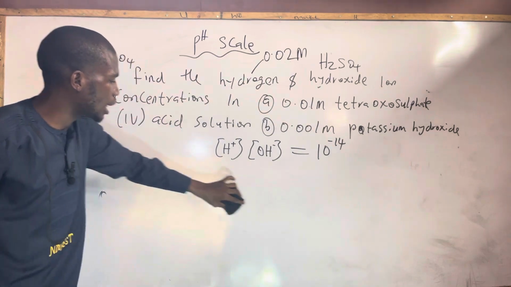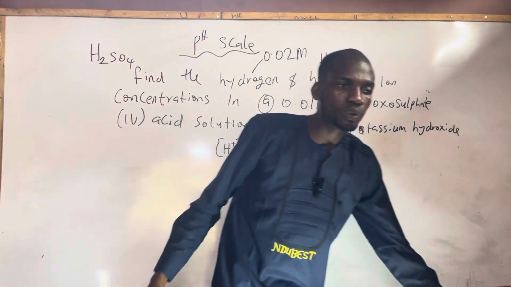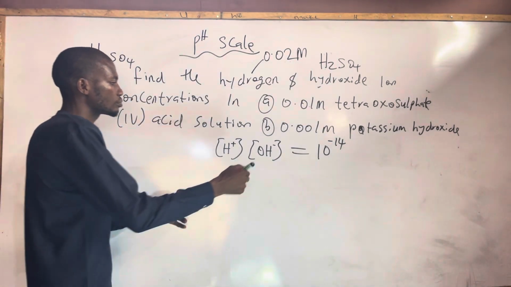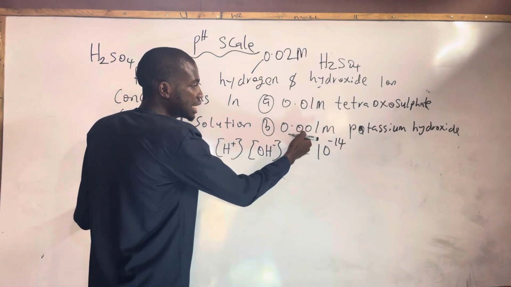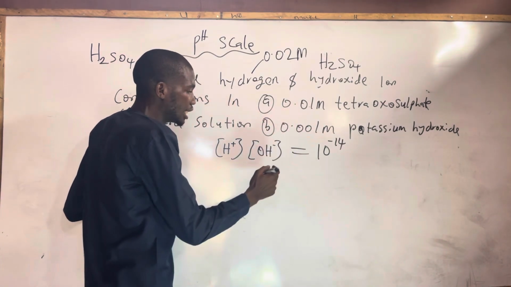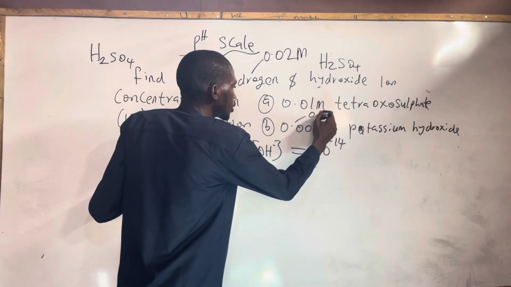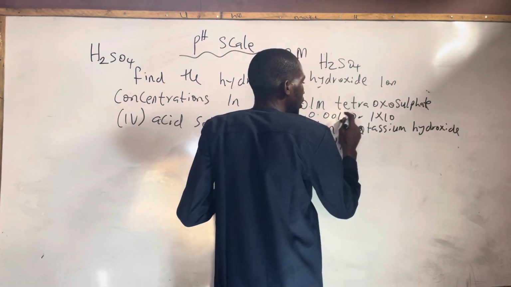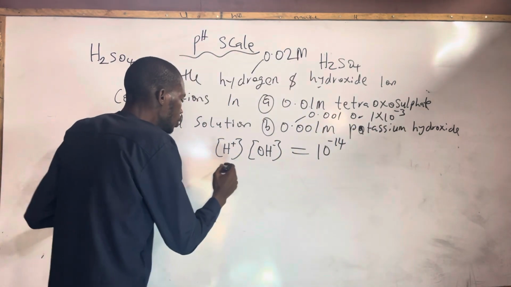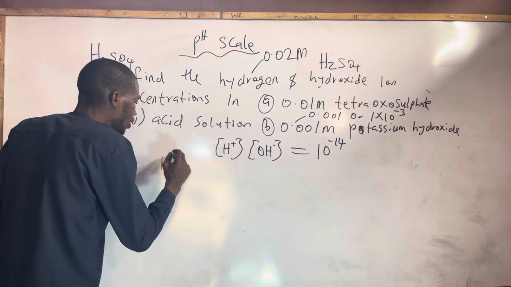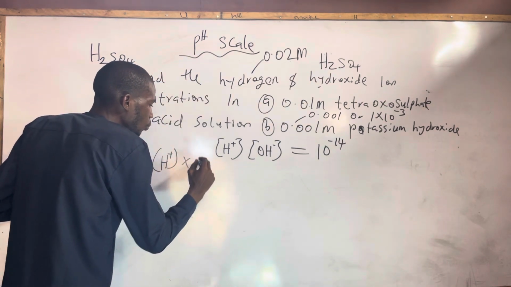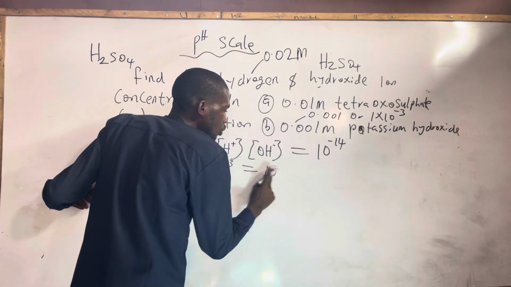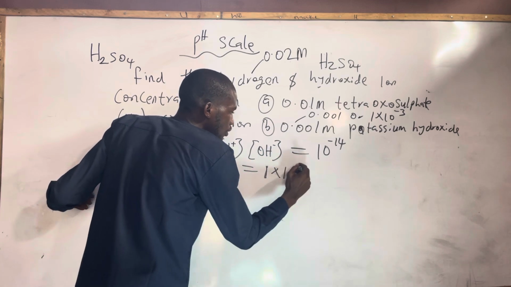So now we are done with this one. What are we going to do here? We use what we call the substitution method. We are putting this one as 1 times this. This is the hydroxide ion, and you now put it here. Hydroxide ion is 0.001, or 1 times 10 raised to power minus 3. So this one will be hydrogen ion times 1 times 10 raised to power minus 3 equals 10 raised to power minus 14. You will make it 1 times 10 raised to power minus 14 so that you solve it well.